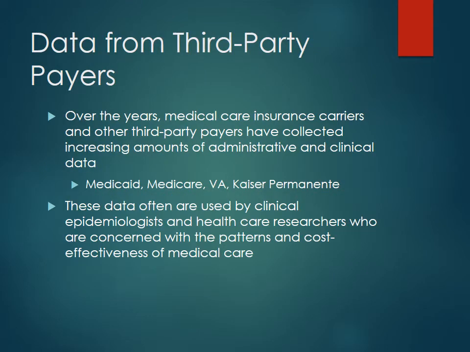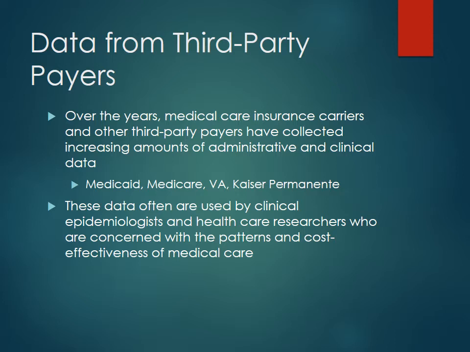You can also get a lot of data potentially from third-party payers. Over the years, different medical insurances have been collecting more and more data about their patients, especially because if they're paying for this stuff, they probably want to see who their patients are and whether their interventions are being effective. So you can have data coming from things like Medicaid, Medicare, the VA. Also, have you guys ever heard of Kaiser Permanente? That's a big one out in California. They do a ton of studies through their patients that they collect from hospital stays and things like that.